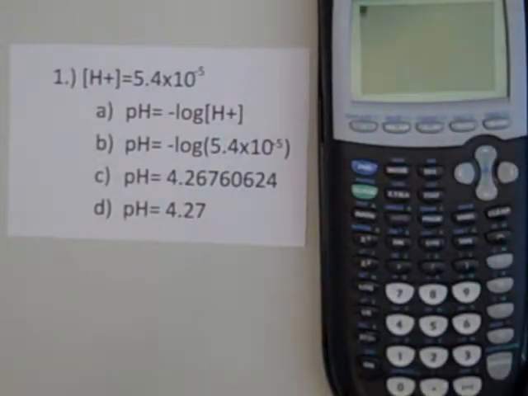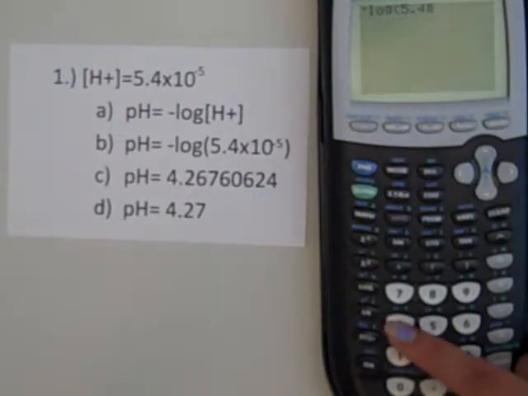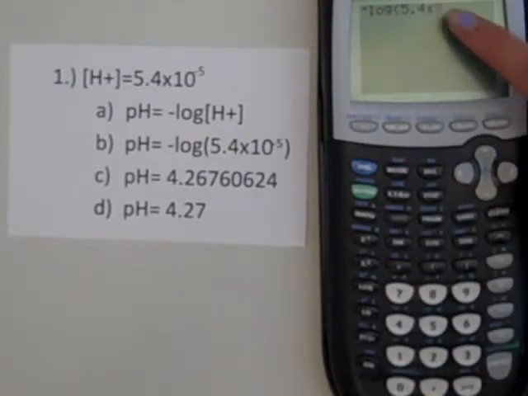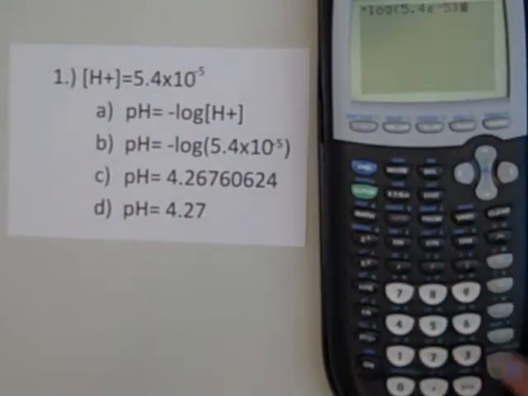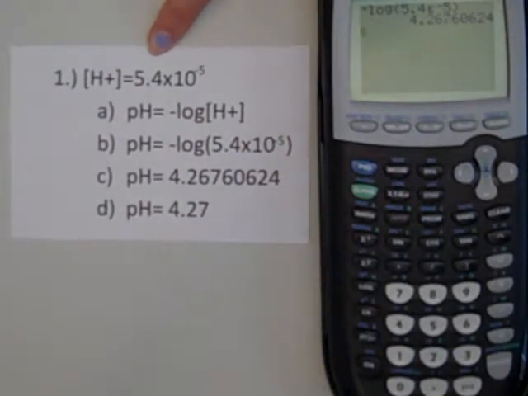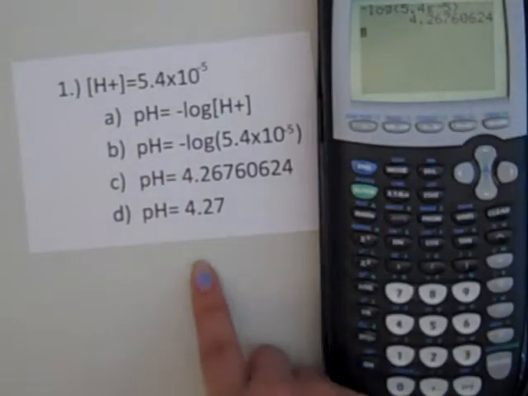When we put that into the calculator, we do negative log of 5.4, and when putting it into the calculator, we do not multiply it by 10 to the negative fifth, but we do second, comma, to get the e to the negative fifth. So we would find out that the pH is 4.2676. But we also have to consider significant figures, and because the concentration only has 2, the final answer must have 2.